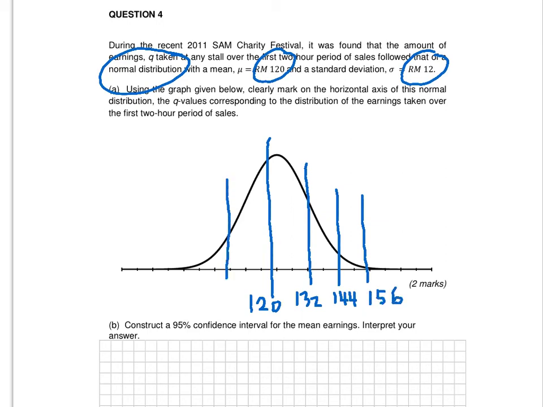Going to the left, 120 minus 12, we have 108. Minus 12 again, we have 96. And minus 12 again, we get 84.